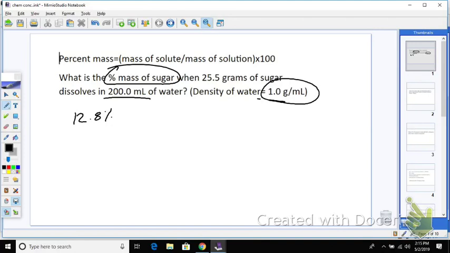What's the total mass of the stuff? If we put it on a scale, what would be the total mass of the stuff? Would it be 225? 225.5. Did you use 225.5?